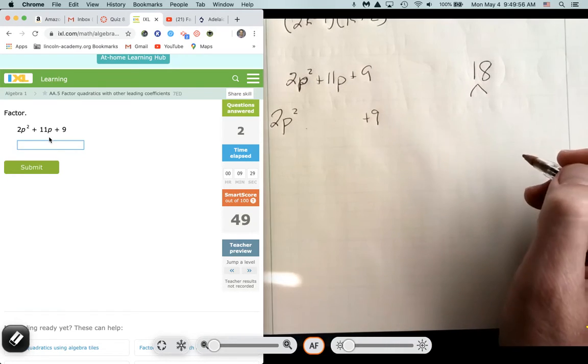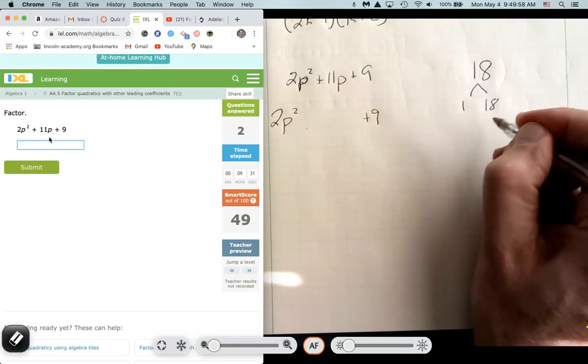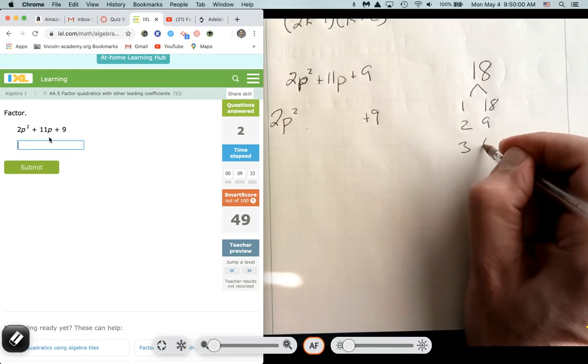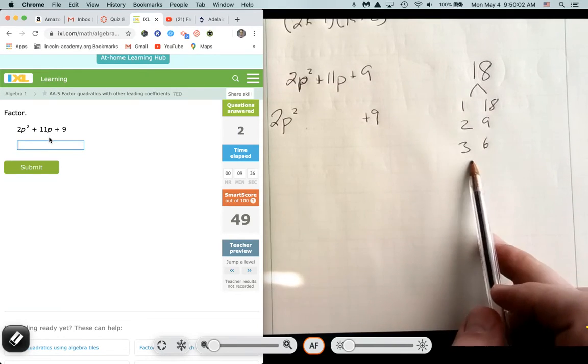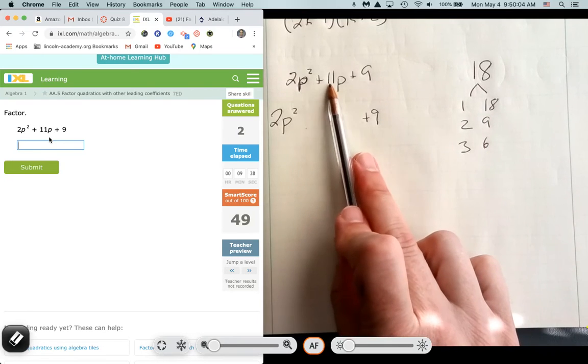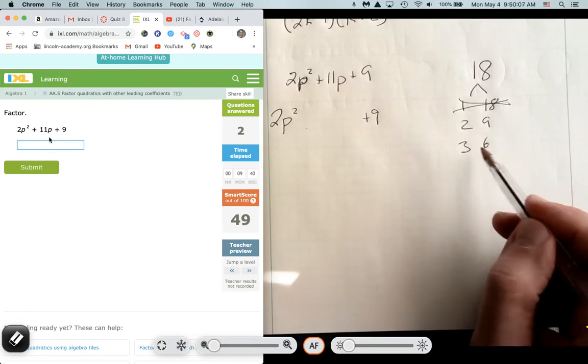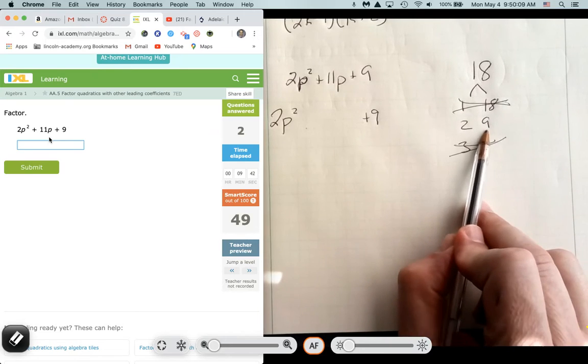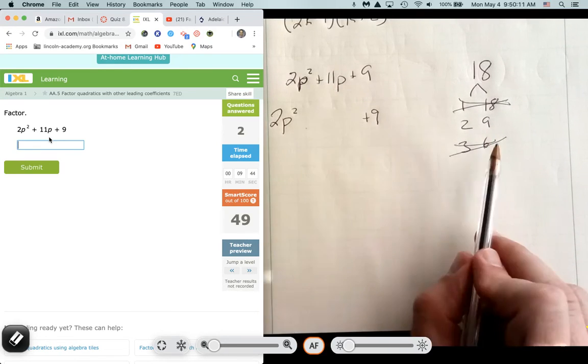And now I look at my factors of 18: 1 and 18, 2 and 9, 3 and 6. And I look to see which of these will add to give me 11. Well, the 1 and 18 doesn't, the 3 and 6 don't, but the 2 and 9 do. So I'm going to break this 11 into a 2 and 9.